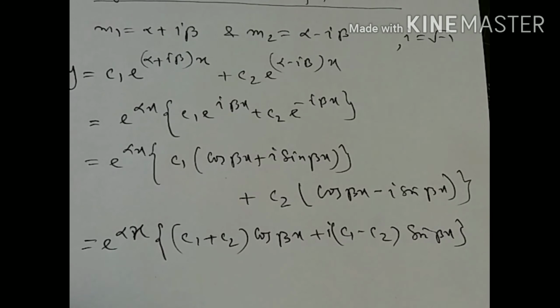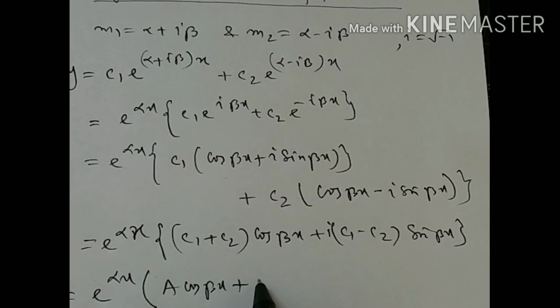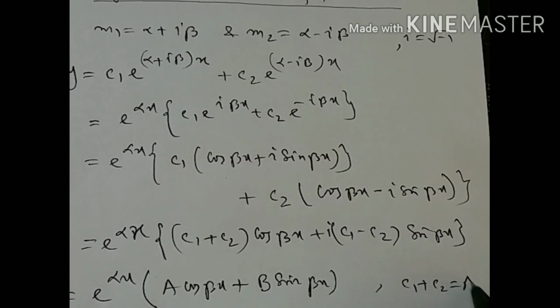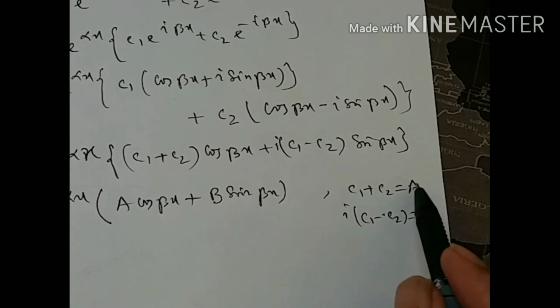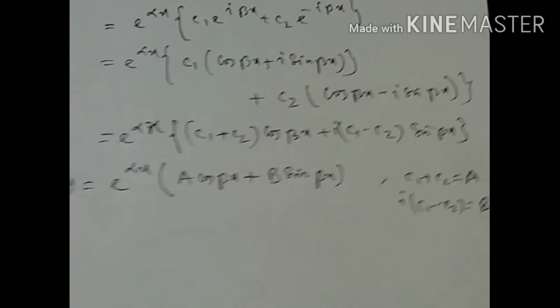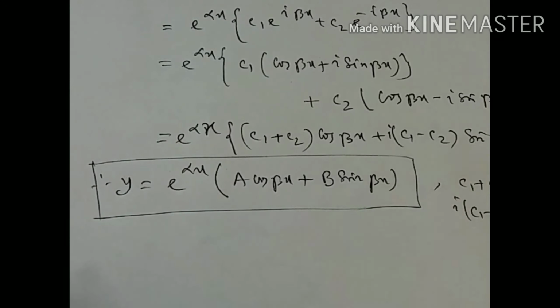So finally this c1 and c2 are two constants. So replace this constant by a, cos beta x plus this constant b, sin beta x, putting c1 plus c2 equal to a and i times c1 minus c2 equal to b. Here a and b are any two arbitrary constants. If roots are in complex form, then the solution will be like this.